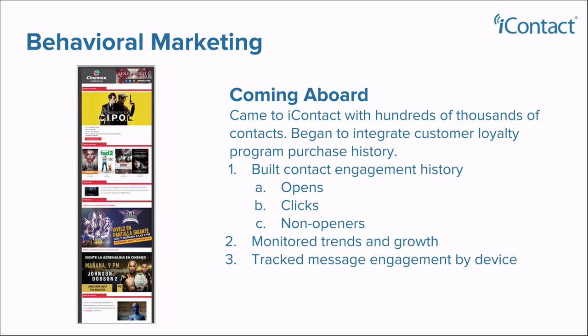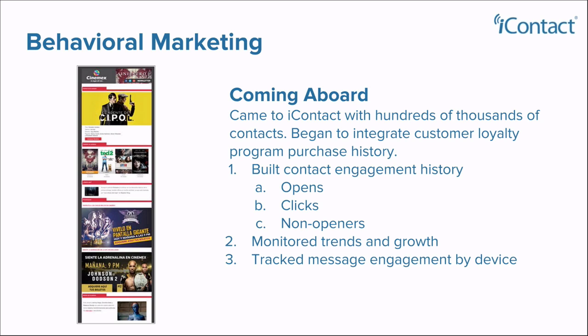So with hundreds of thousands of contacts, you can start to compile a lot of data and really start to understand, where's the growth, where are the trends, what can we actually look at to better understand and to ultimately better serve the contacts that we're sending to, to send them relevant content. So are they into action movies? Are they into love stories? Do they open emails more when sent on a Thursday versus on a Friday?